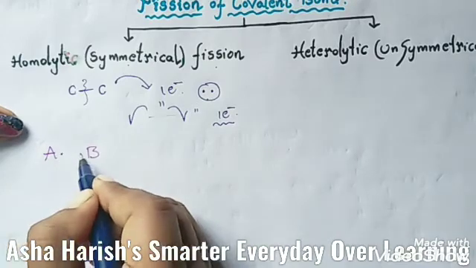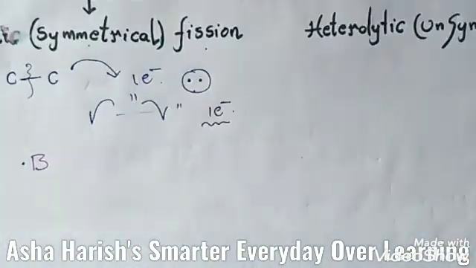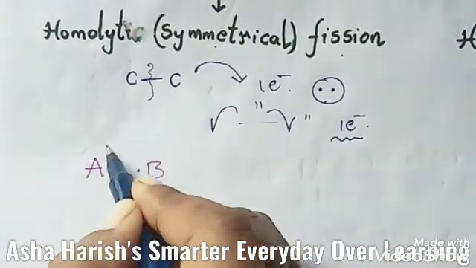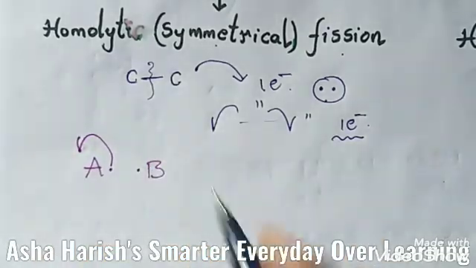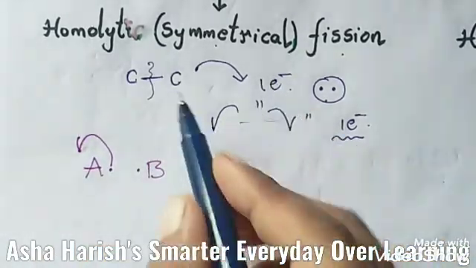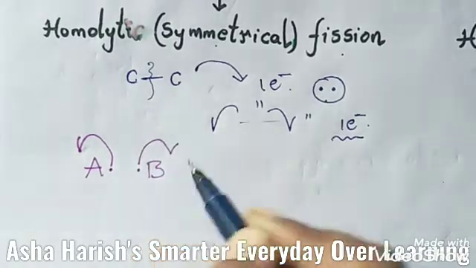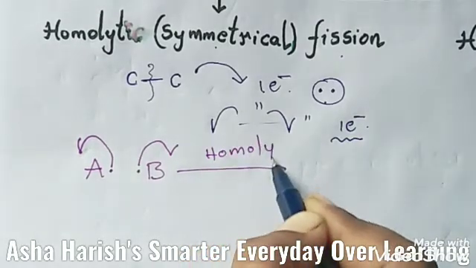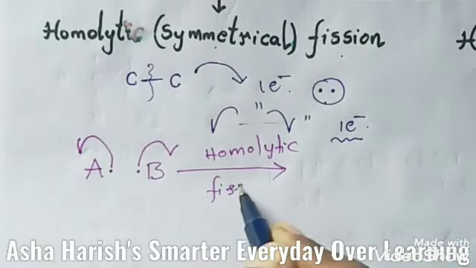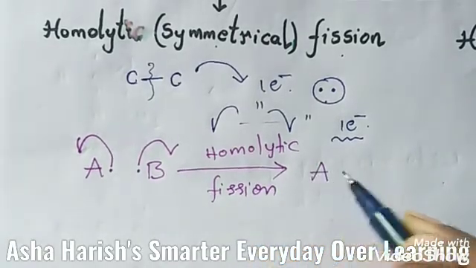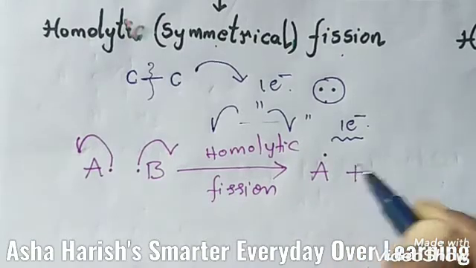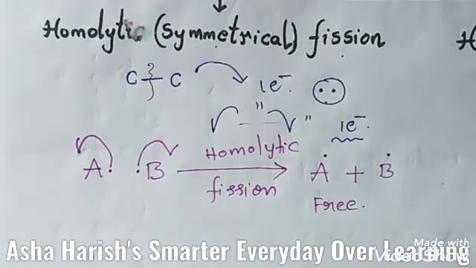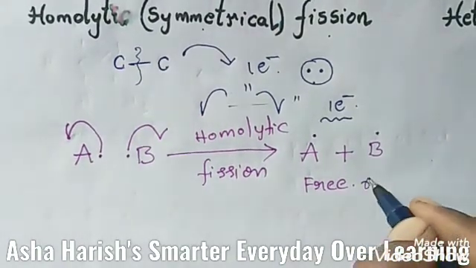Suppose a covalent bond takes place in between atom A and atom B. Here is the pair of electrons, and with the help of this fish arrow, this is only homolytic fission. From this, here is one radical and here is one radical. So these are the free radicals. Free radicals should be formed.